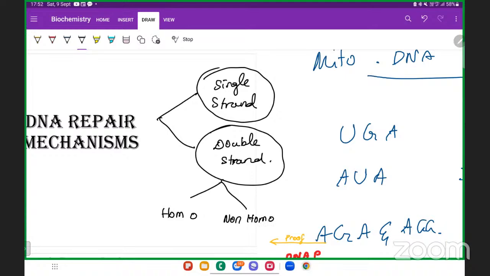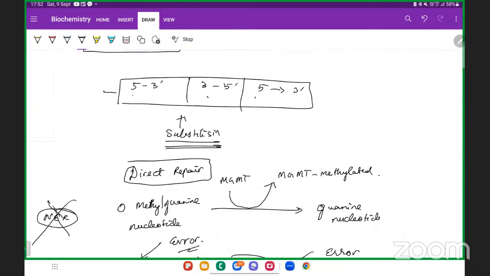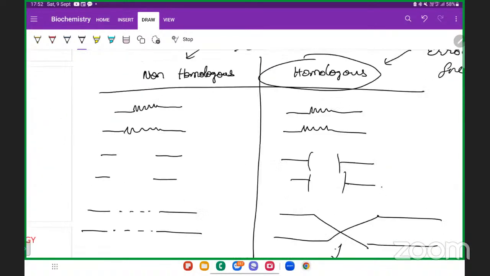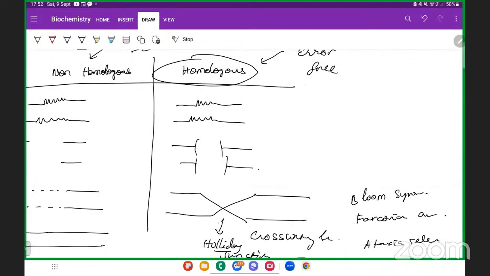So first one, let's discuss the homologous and non-homologous repair mechanisms. In the homologous repair mechanism, there are two DNA strands, and both DNA strands have a similar defect, a similar error. So if both have a similar error, what we can do is cut it. We cut both sides and cross link them so that they can continue.